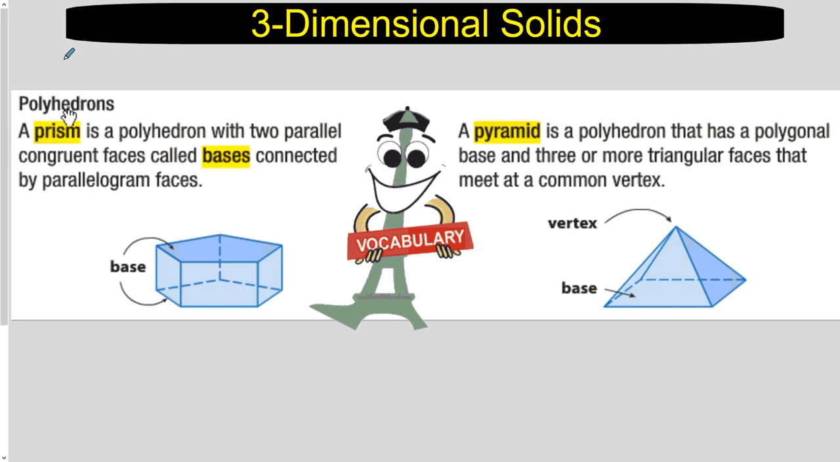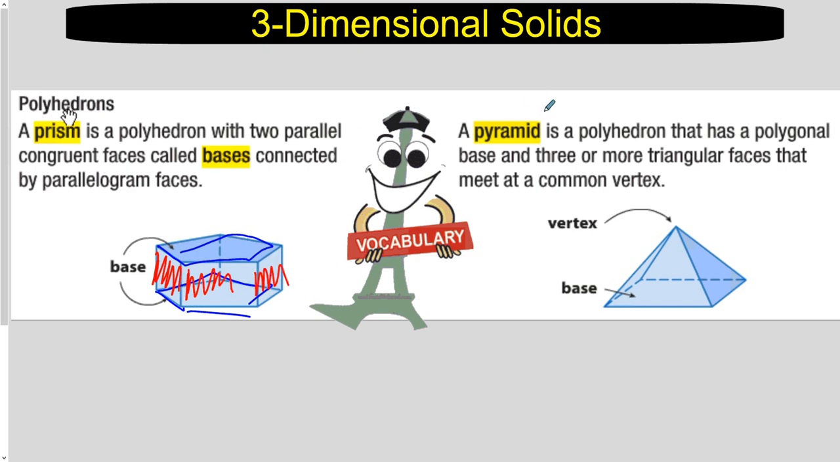Okay, there are two basic types of polyhedrons that we're going to talk about, a prism and a pyramid. A prism is a polyhedron that has two parallel congruent faces. We will call those bases, and then they are connected by other faces that are all parallelograms. So we have two bases, they're opposite each other and they're parallel. In this case, they are both pentagons. These are the bases. And then the parts that connect them are all parallelograms, in this case, rectangles.